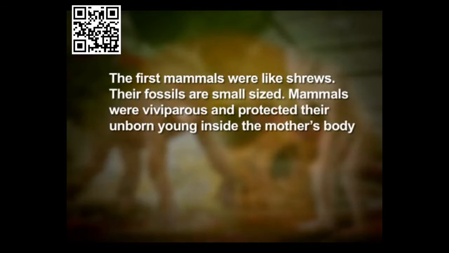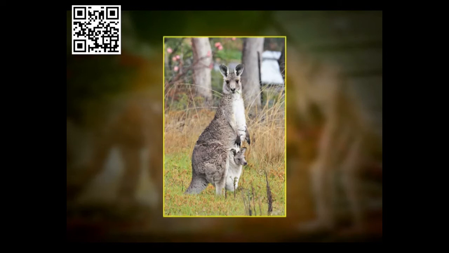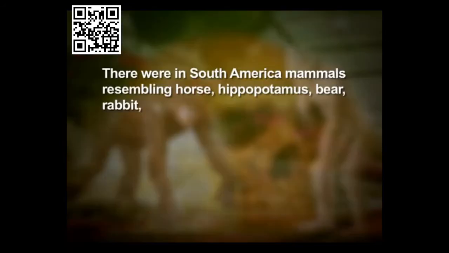The first mammals were like shrews. Their fossils are small sized. Mammals were viviparous and protected their unborn young inside the mother's body. Mammals were more intelligent in sensing and avoiding danger at least. When reptiles declined, mammals took over this earth. There were, in South America, mammals resembling horse, hippopotamus, bears, rabbit, etc. Due to continental drift, the pouched mammals of Australia survived because of lack of competition from any other mammal.